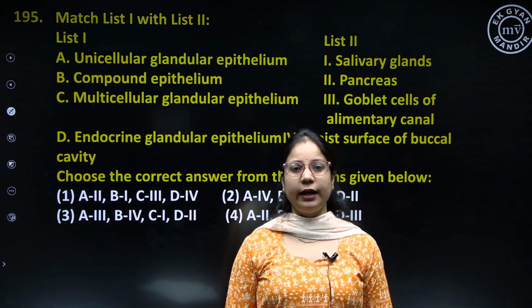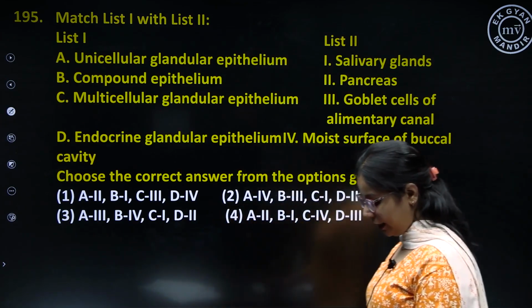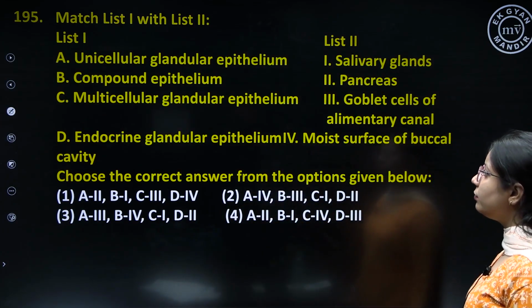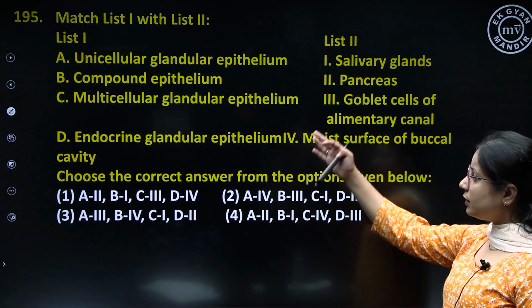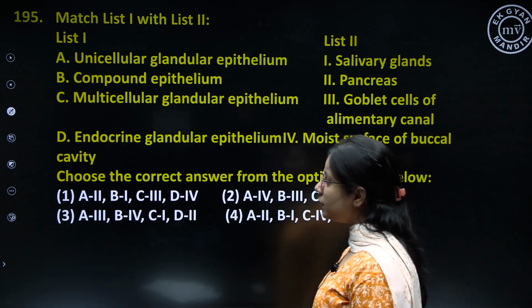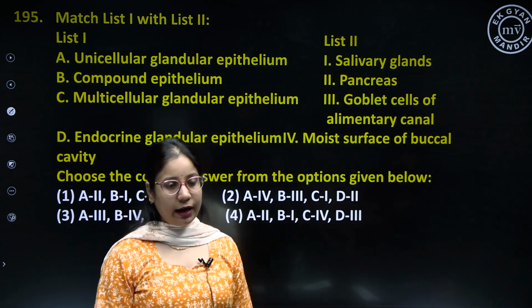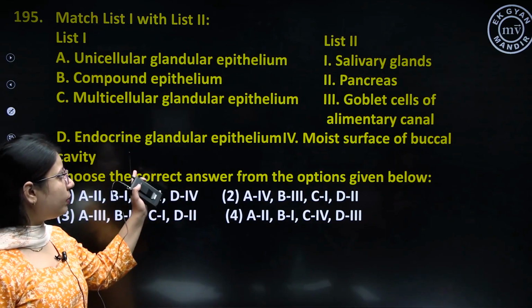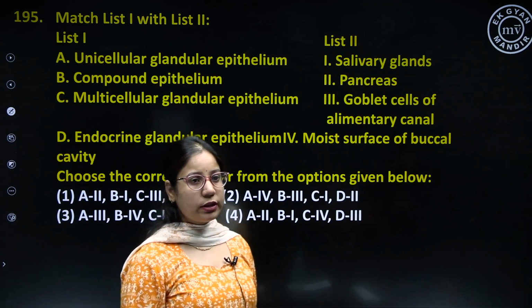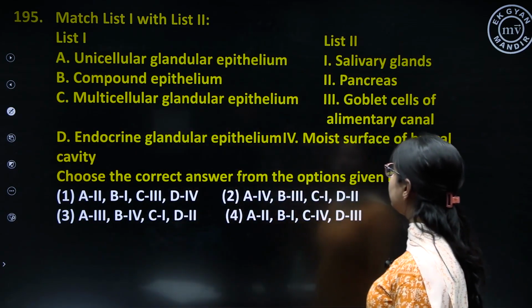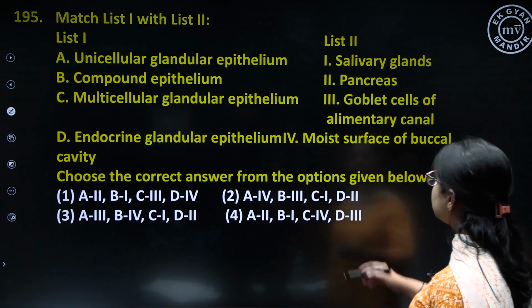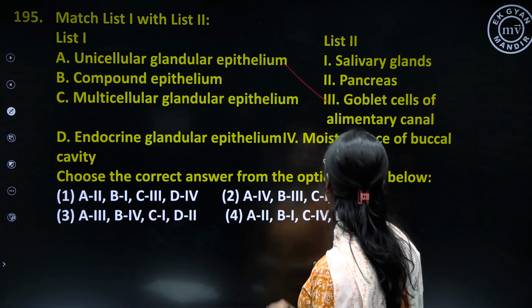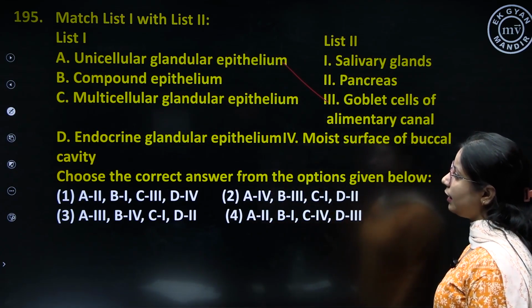Question number 195. Match list 1 with list 2. Here are some examples of glandular epithelium and epithelial tissues given in list 2. We have to match them with list 1. So, सबसे पहले unicellular glandular epithelium. This makes up the goblet cells of the alimentary canal.